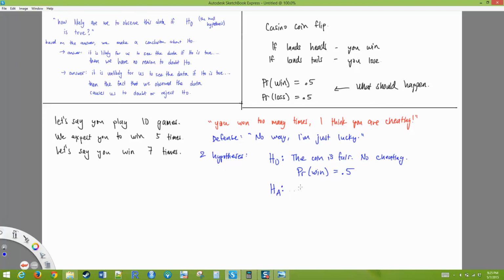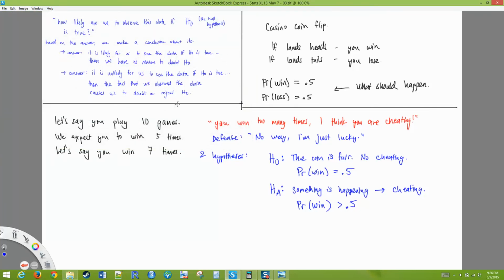The alternative hypothesis would be something is going on. We don't know exactly what. Something is happening, which is basically someone here is cheating. And in terms of probability, we would write the probability of a win. We don't know exactly what someone's doing. Not 0.7, but the probability of winning has increased to be more than 0.5.